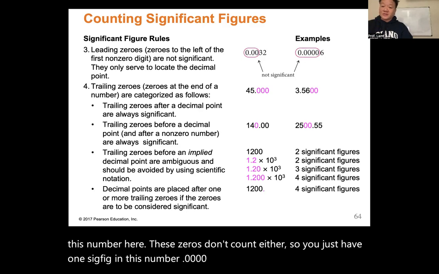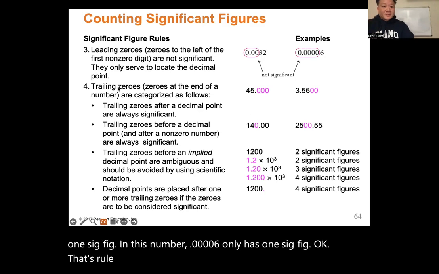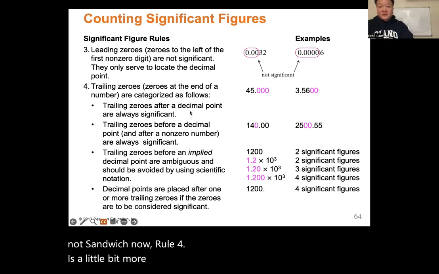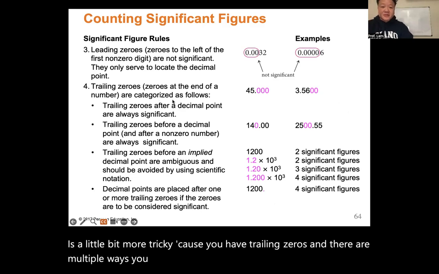0.00006 only has one sig fig, okay? That's rule 3, okay? So it kind of piggybacks off of rule 2, right? Now, rule 4 is a little bit more tricky because you have trailing zeros, and there are multiple ways you have trailing zeros.